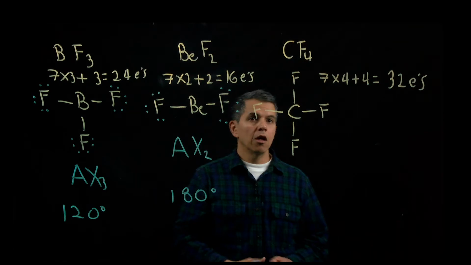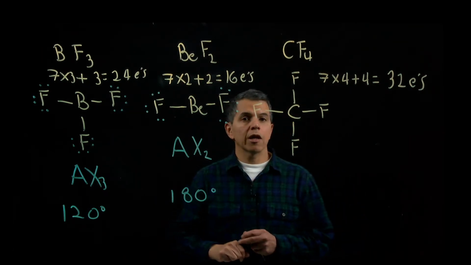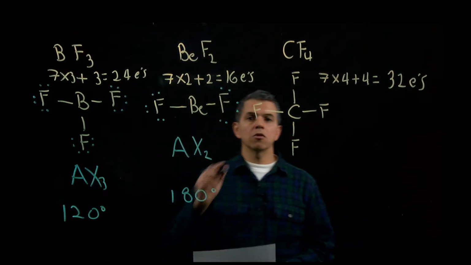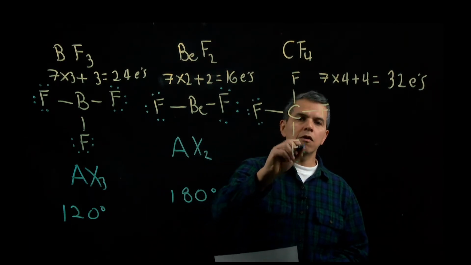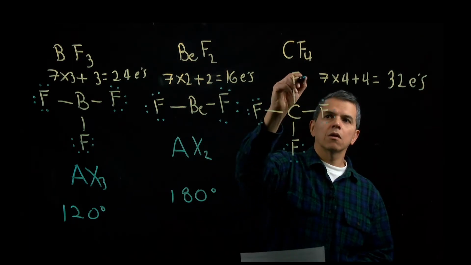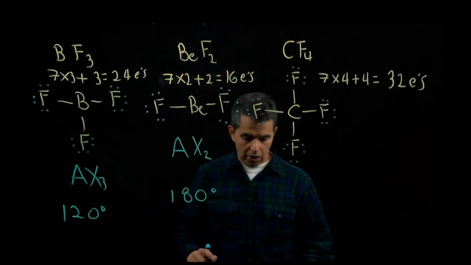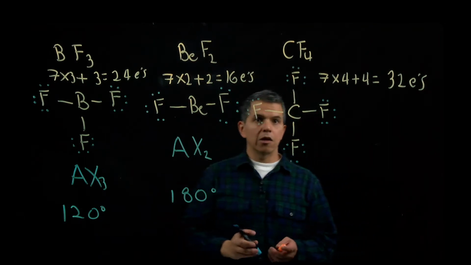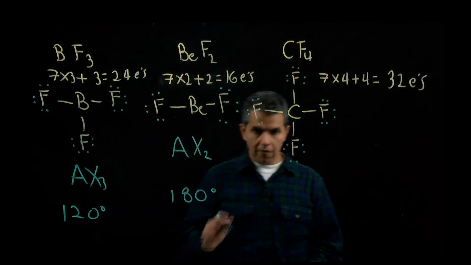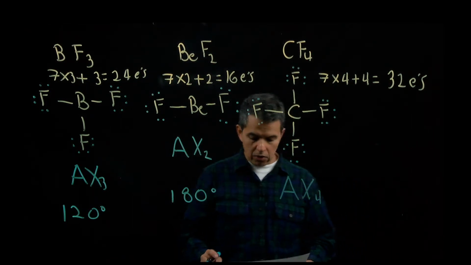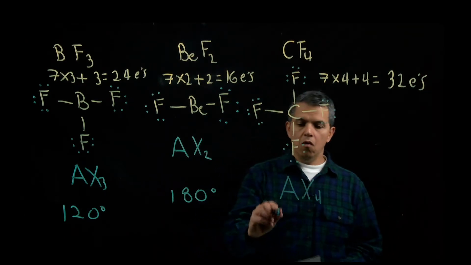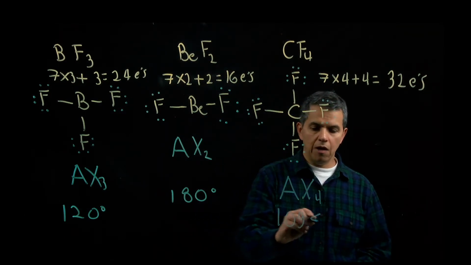So we have to place the rest of the electrons, the 24 electrons, surrounding the more electronegative atoms, which will be the fluorines. 1, 2, 3, 4, 5, 6. 1, 2, 3, 4, 5, 6. 24 electrons. So if you look at the particular geometry for this molecule, we have an AX4, and the bond angles that we expect to have here would be 109.5 degrees.